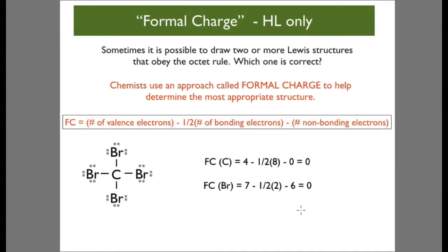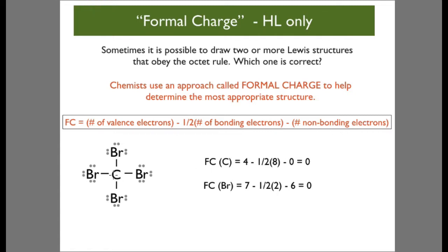Formal charge. This is for you HL students only. Sometimes it's possible to draw 2 or more Lewis structures that obey the octet rule. Which one is correct? Chemists use an approach called formal charge to help determine the most appropriate structure, and there's a very easy formula to use. Formal charge equals the number of valence electrons minus half the number of bonding electrons minus the number of non-bonding electrons. So let's look over here.